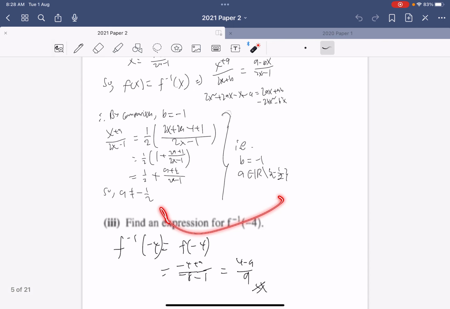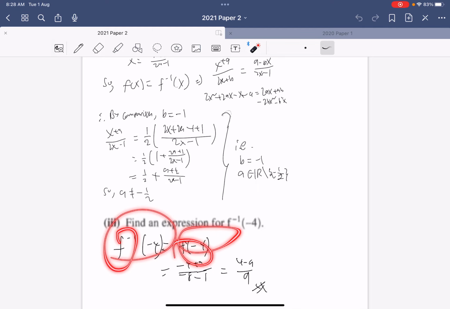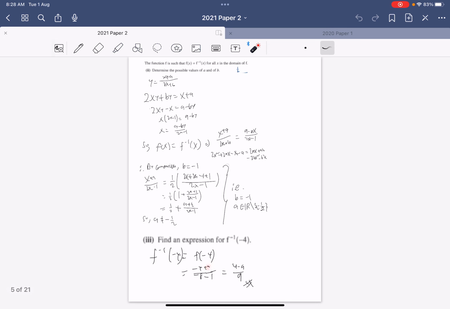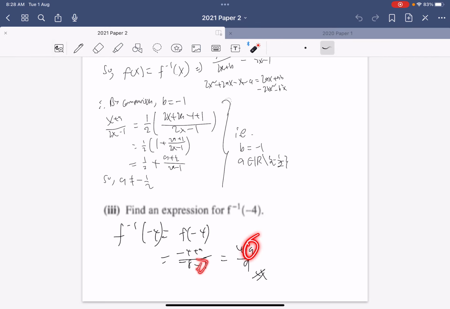And lastly, now we're supposed to find an expression for f inverse minus 4, and f inverse minus 4 will just be f minus 4, so you just sub in f minus 4 into here, and we already know b is definitely minus 1, so you can just put minus 1 here, then just leave a as a.